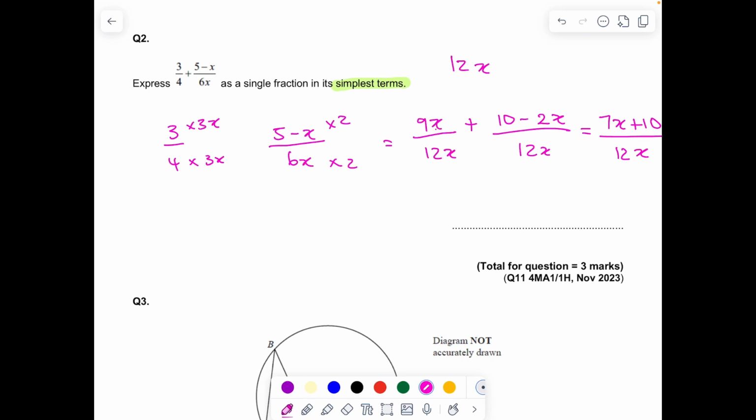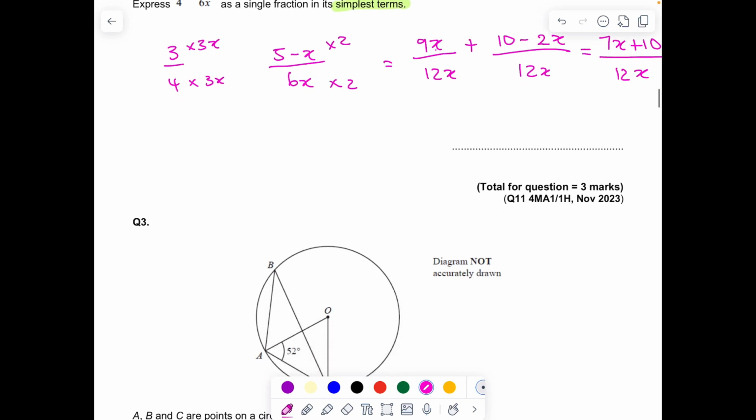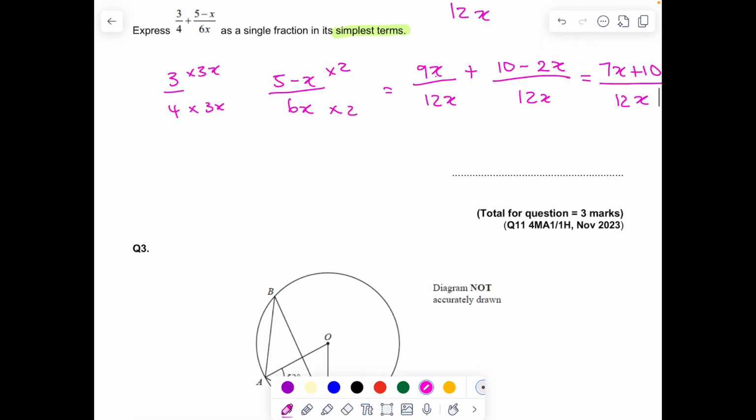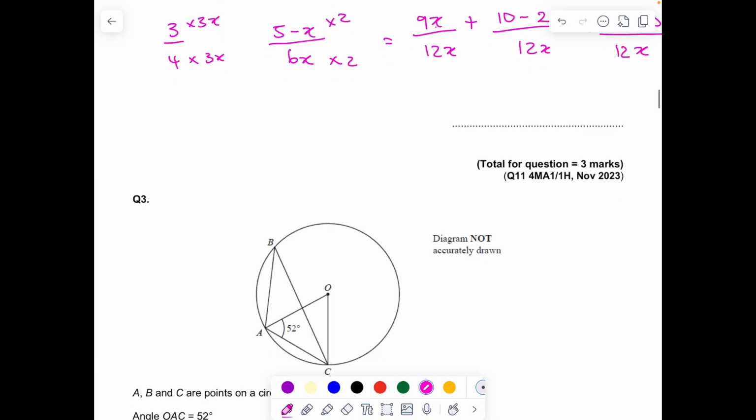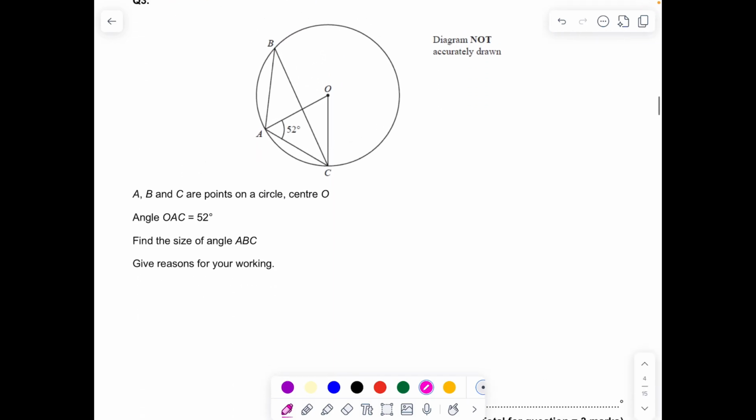Let's have a look now at the next one. So I'm just making sure that I've done the sum correct. 9 take away 2x. That's fine. Okay, because it was an addition. Yeah, so that's fine. Okay, the next one.